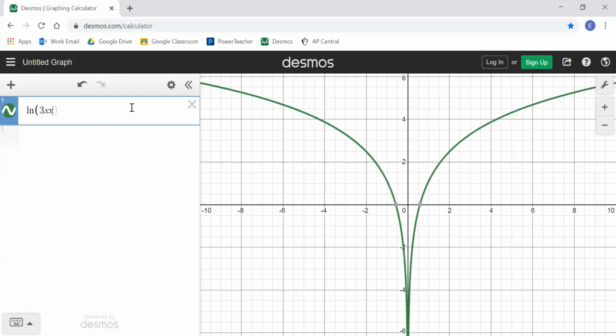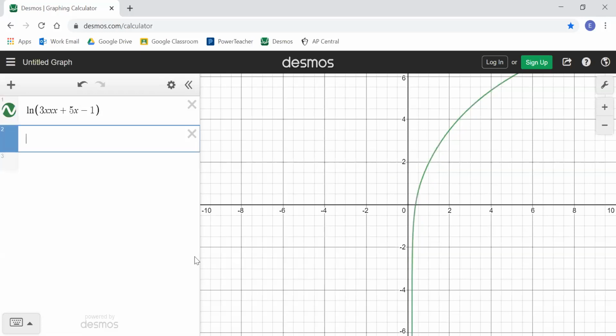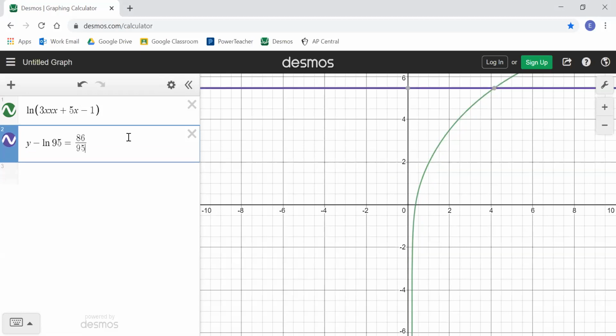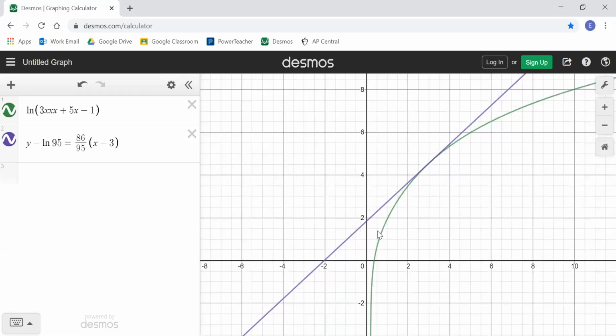Well, we have natural log of 3x cubed plus 5x, I think, and minus 1. And we had y minus natural log 95 equals 86/95 times x minus 3. And there's our tangent right there at x equals 3, the point (3, 4.554) apparently. And we can see that's our tangent line. Everybody good?